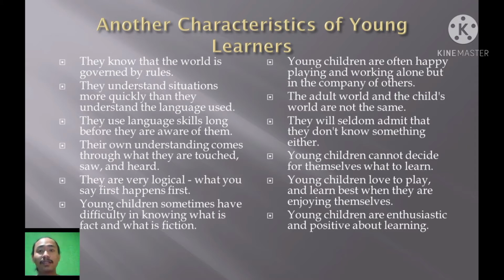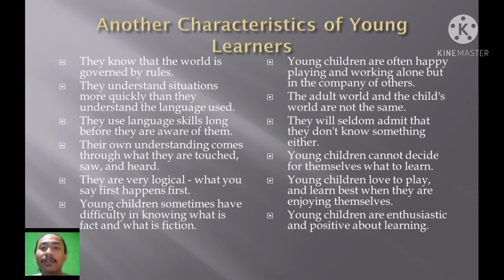Another characteristic of young learners from the beginner stage is that they know that the world is governed by rules. They understand situations more quickly than they understand the language used. Others are that they can use language skills long before they are aware of them. Also, their understanding comes through what they have touched, seen, and heard. They are also very logical, so what they saw first happened first.